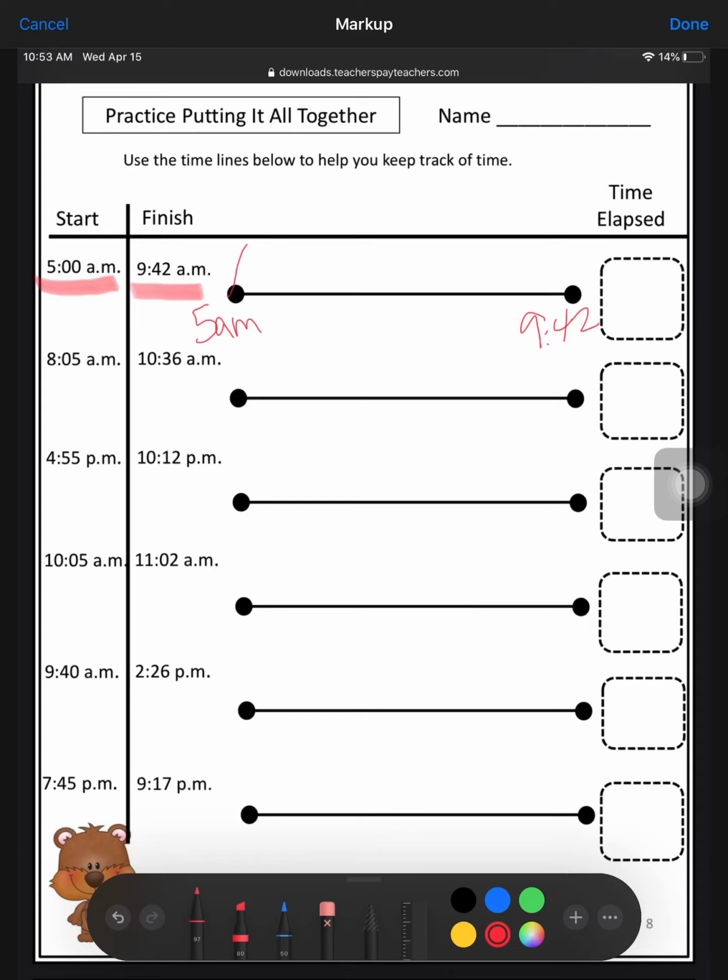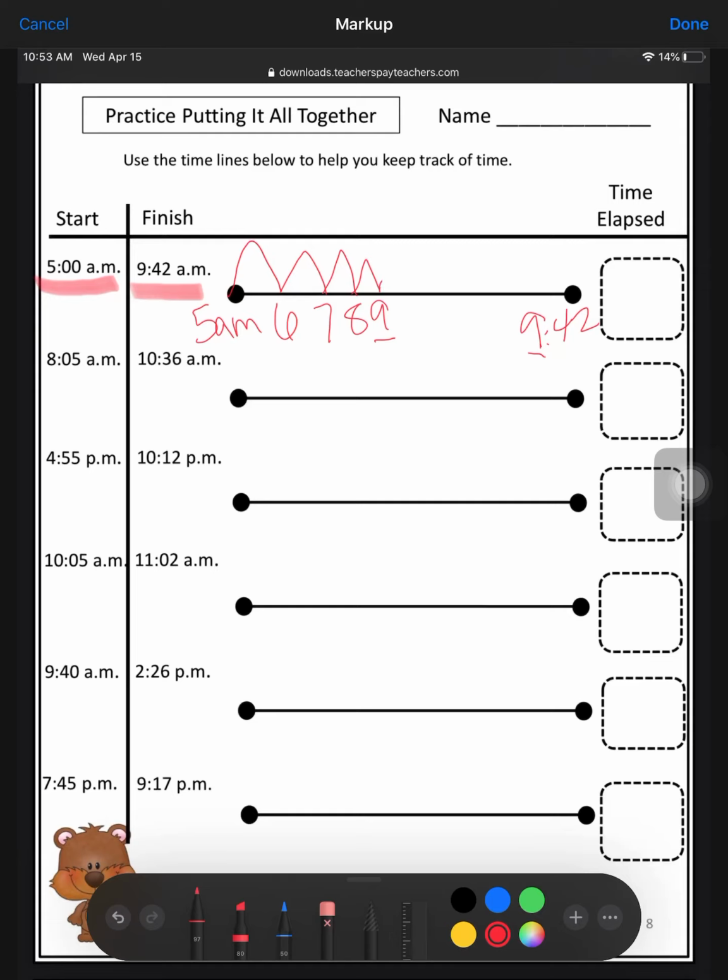So from 5 a.m. to 6 a.m. is an hour. From 6 a.m. to 7 a.m. is an hour. From 7 a.m. to 8 a.m. is an hour. And from 8 a.m. to 9 a.m. is an hour. I'm going to make these kind of small because I have a lot of minutes to count. So now that I'm in the 9 o'clock hour, I can't count another hour because then I would be at 10 and that would be too far. So now I'm going to count by fives.